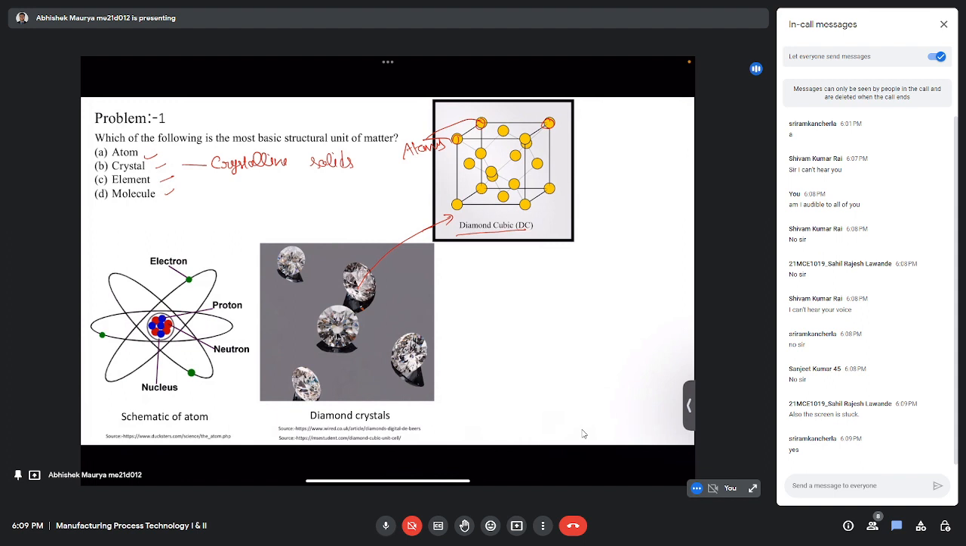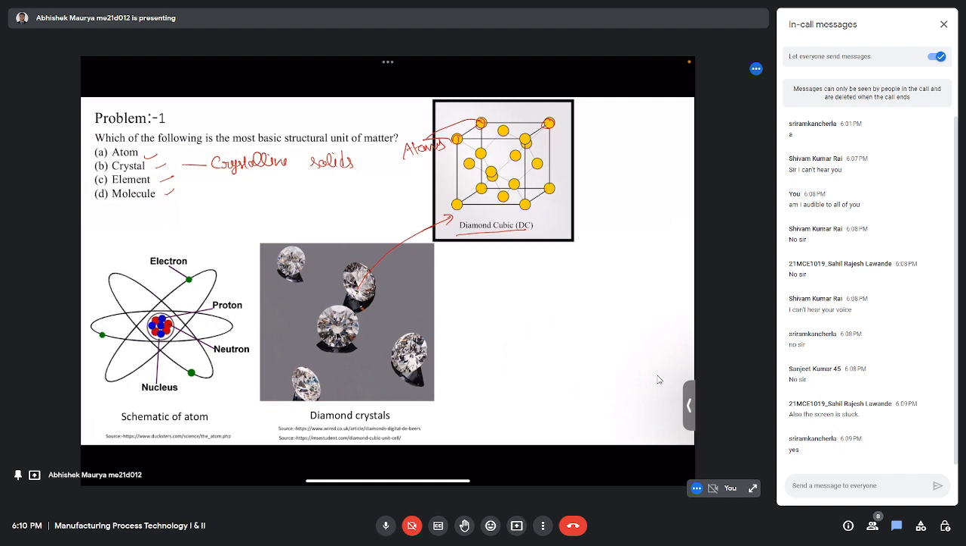Okay, so I was discussing this question. Basically, I was discussing all of these options: atom, crystal, element, molecule. Atom is the basic structural unit, but I was explaining what the others are, what is inside the crystal, what the element is, what the molecule is, and why they are not the correct answer for this question.